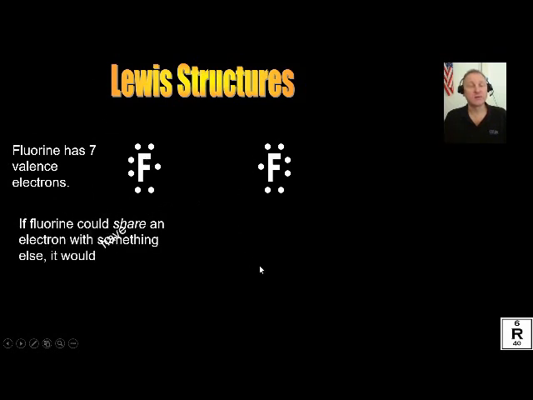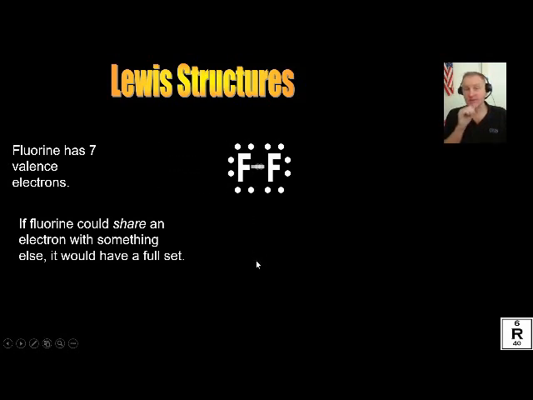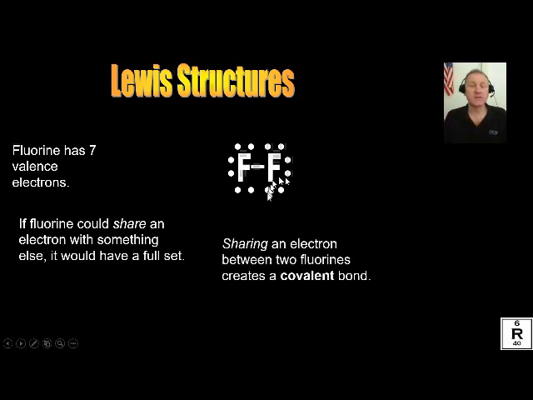So what do they end up doing? Well, this 1 electron that is deficient needs another pair here. They will share with each other. And so when you see fluorine in nature, it's always F2. So if fluorine could share an electron with something else, it would have a full set. Sharing an electron between 2 fluorines creates a covalent bond. So this is the covalent bond here, and it's the sharing.